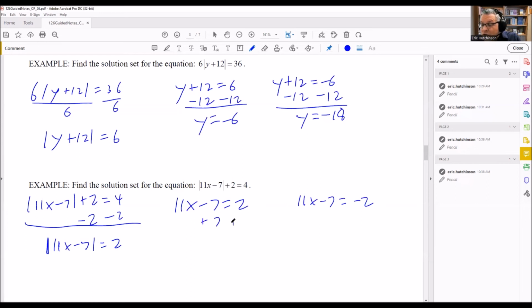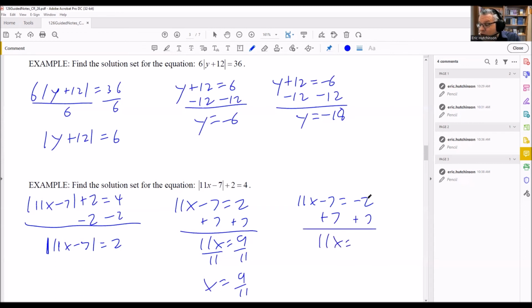And add 7 to both sides. We get 11x equals 9. This time we will get a fraction. So we get 9/11ths as one answer. The other one, if I add 7 to both sides here, I get 11x equals 5. And so again, divide both sides by 11, and we'll get x is equal to 5/11ths.